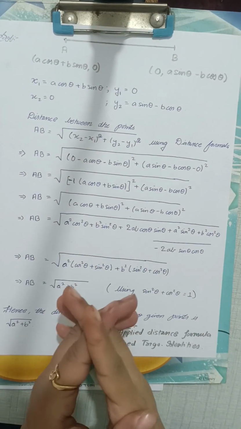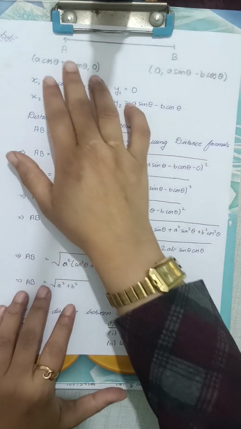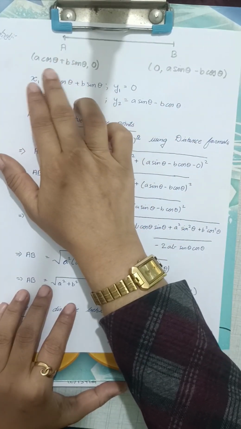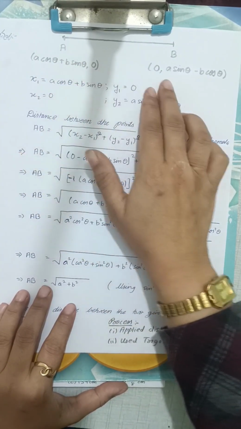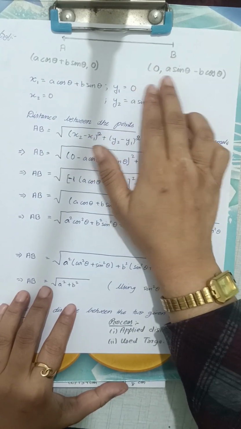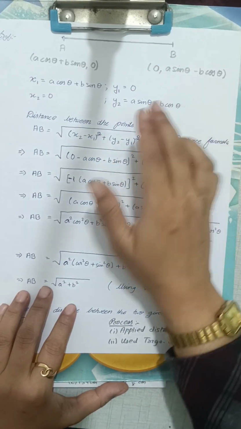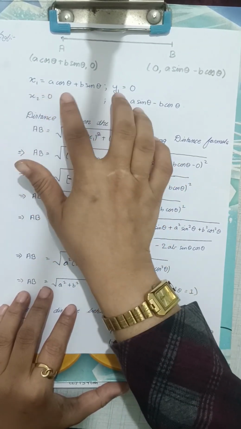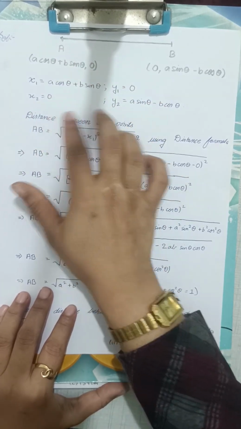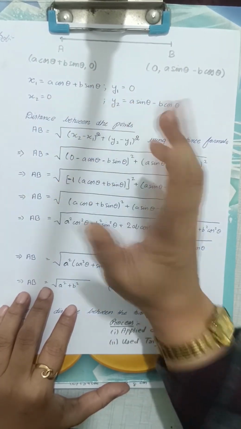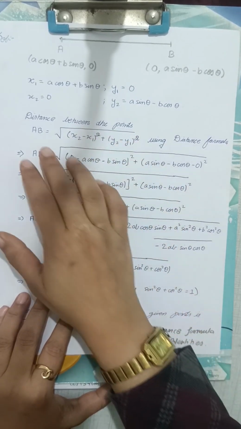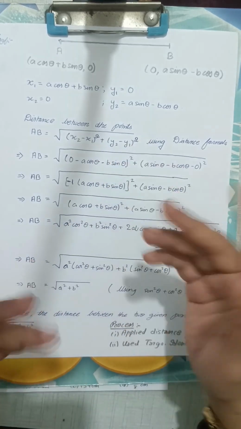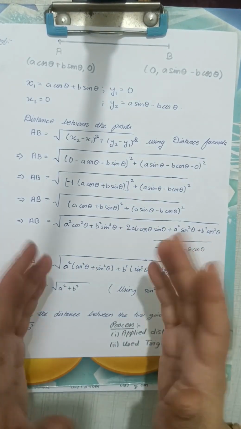So students, we are going to solve it as if it is a 4 marks question. First point is A, second point is B, we have assumed. The abscissa of the first point is A cos theta plus B sin theta and the ordinate is 0. Similarly, the abscissa of point B is 0 and the ordinate is A sin theta minus B cos theta. Now x1, y1 are the coordinates of the first point, and x2, y2 are the coordinates of the second point, that is abscissa and ordinate respectively. So the distance AB is equal to under root of (x2 minus x1) whole square plus (y2 minus y1) whole square. This is nothing but the distance formula.